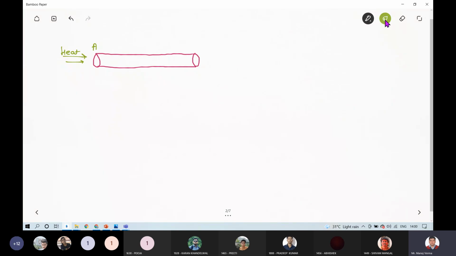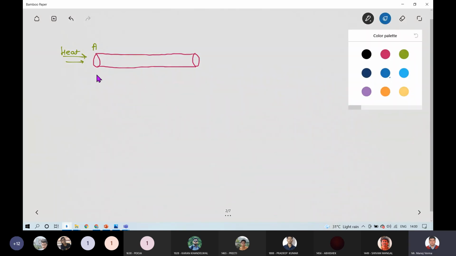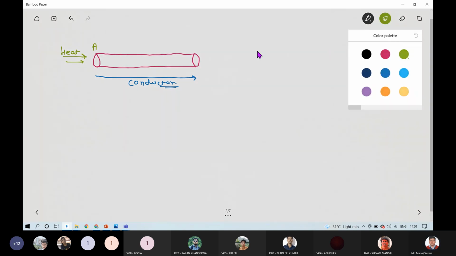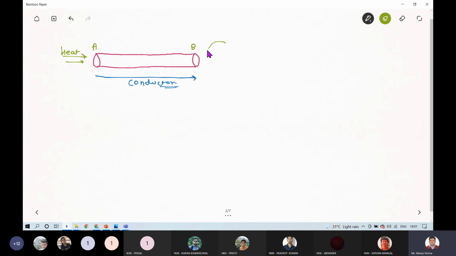And this heat, after traveling through this rod by means of conduction, appears at end B, and at end B we have used water to dissipate this heat energy. Okay. And yes, we have calculated the amount of heat energy dissipated. You can say this was heat in and this was heat out by means of water.